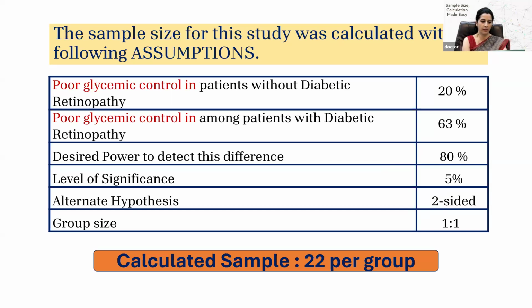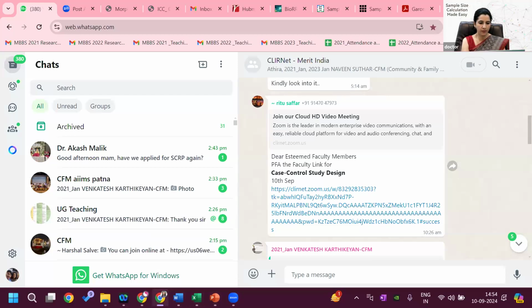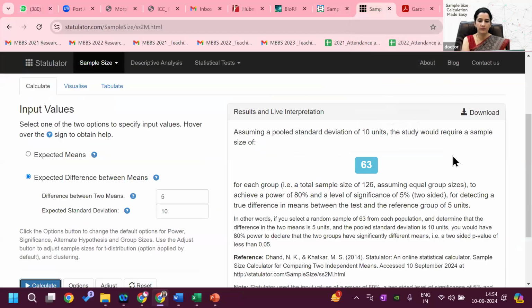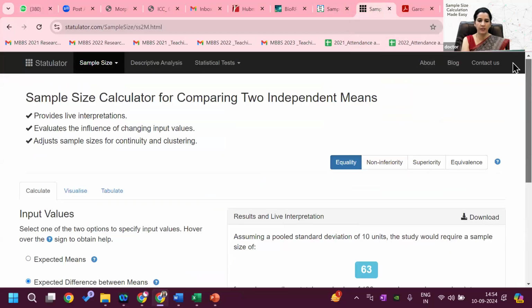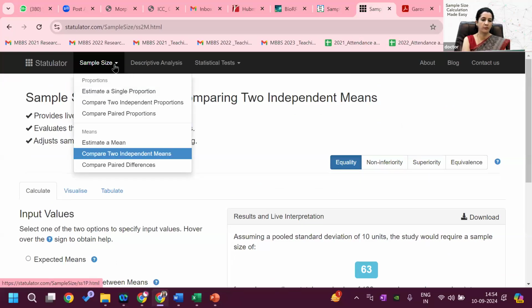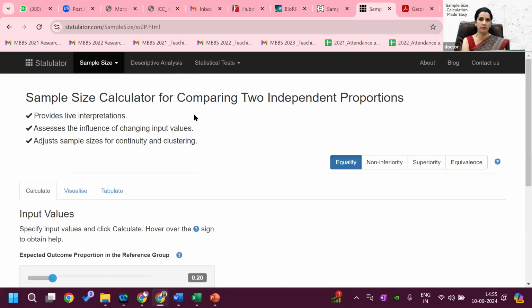So if I have to calculate the sample size, how will I go? I'll open this Statulator. Since we have discussed this Statulator, you can just type it in Google and it will come. If you click this, you can see there's an icon here, sample size. There is the estimation of a single proportion, which we have seen last time. Then if you have to compare two independent proportions, as in this case, I have clicked this.